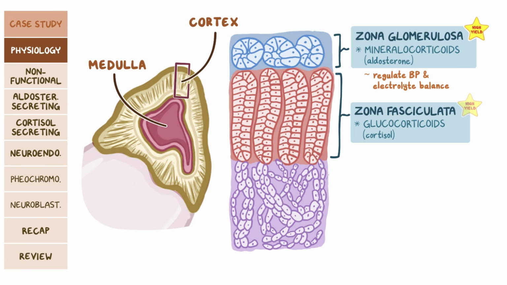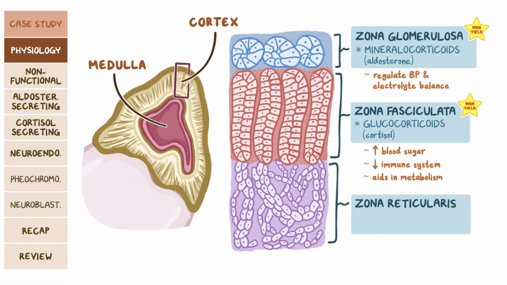predominantly cortisol, which increases blood sugar levels via gluconeogenesis, suppresses the immune system, and aids in metabolism. And the innermost zone is the zona reticularis, which has basophilic cells arranged in anastomosing cords that produce gonadocorticoids, especially androgens like dihydroepiandrosterone or DHEA.